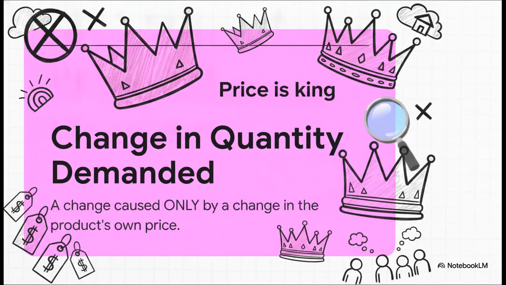I want you to imagine a highly controlled, completely closed-off laboratory. In this very specific economic world, things are super stable, very isolated, and there is only one variable that holds any power whatsoever, and that is price. When we talk about a change in quantity demanded, we are talking about a change that is caused only by a change in the product's own price. In this scenario, price is absolutely king. The price tag changes, and consumers react to that price tag. That's it. Everything else happening out in the real world is completely ignored.